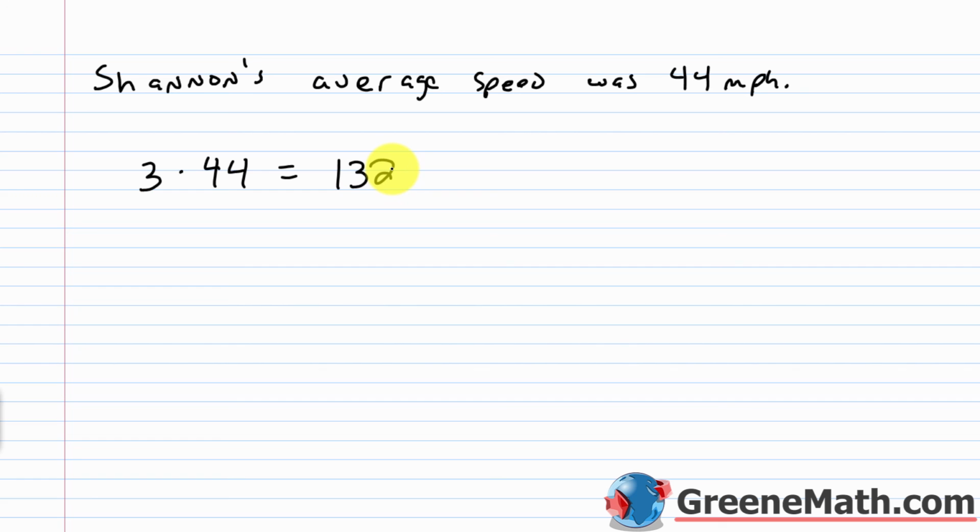Now, we also know that Amanda leaves an hour after her, so she only travels for 2 hours. She's traveling at x plus 22 miles per hour. x was 44. 44 plus 22 is 66, so 2 times 66. She drives for 2 hours at 66 miles per hour. How far does she go? She goes 132 miles. Right? So these distances, again, are equal. And so we know we have the correct answer. Shannon's average speed here was 44 miles per hour.